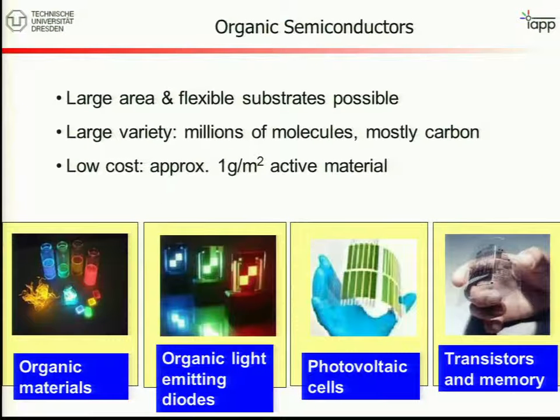Now, organic semiconductors are much less well known than maybe silicon, gallium arsenide, and CdTe. They are usually deposited on large area, so it can be also on flexible substrates because they are deposited at low temperatures. They are composed of molecules. There are actually millions of different molecules already around, and the variety is very large. It's mainly carbon, so it's a material which is abundant. And it can be very cheap because the amount of material per square meter of solar module is on the order of 1 gram.